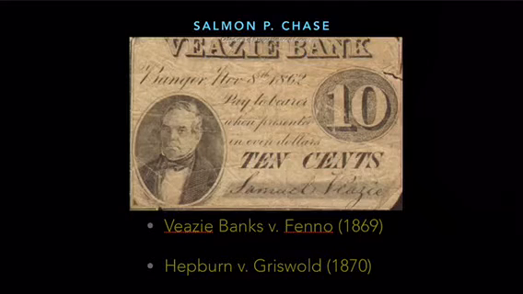A second case he was involved in was Hepburn v. Griswold in 1870. During this case, Salmon P. Chase spoke for the court as Chief Justice. He declared certain portions of legal tender acts as unconstitutional, such as the greenback issuance.